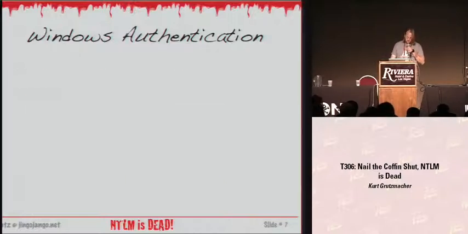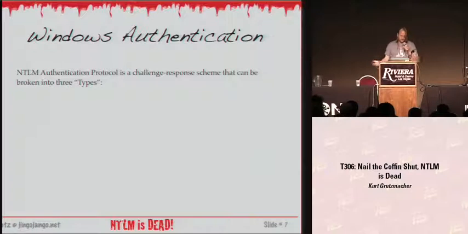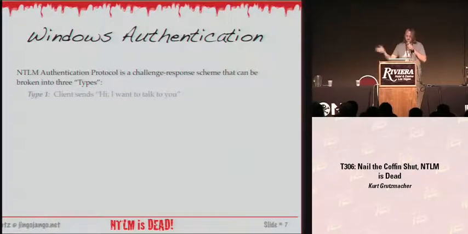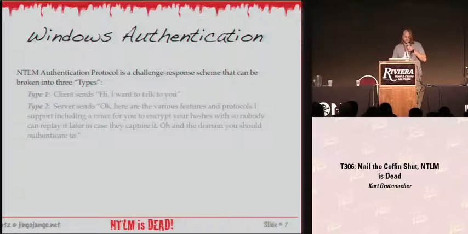All right, so your basic Windows authentication is a challenge response scheme. You kind of look at it as 3 different types. Your type 1 is when your client says, hey, I want to talk to you. Type 2, the server responds, all right, here's what I want to talk to you about. Here's how I want to talk to you. Here is the nonce for it, and the domain name, and the host name, and a bunch of other junk.